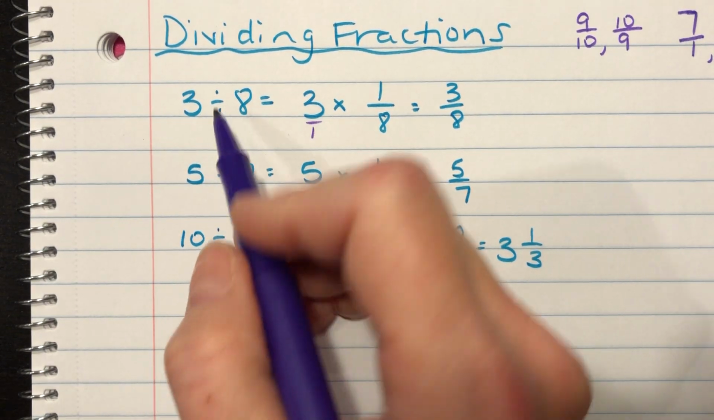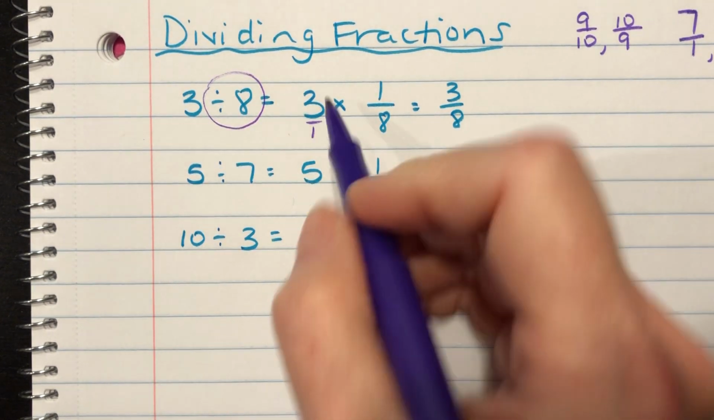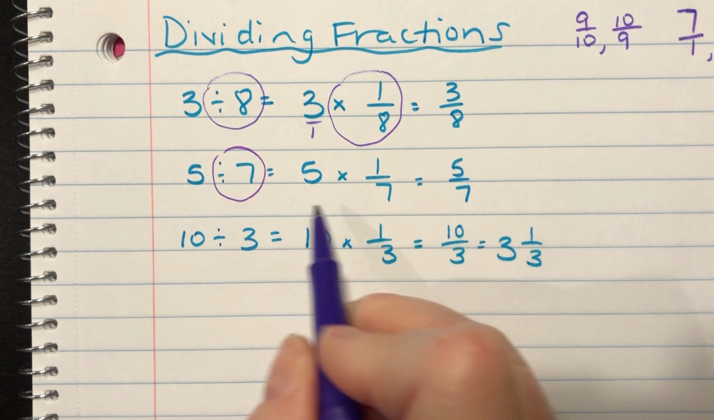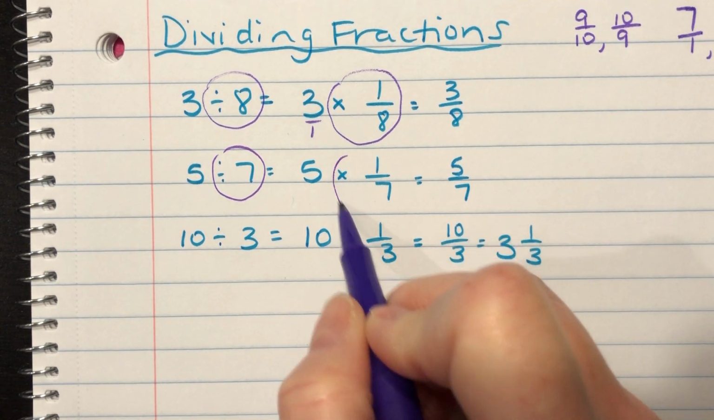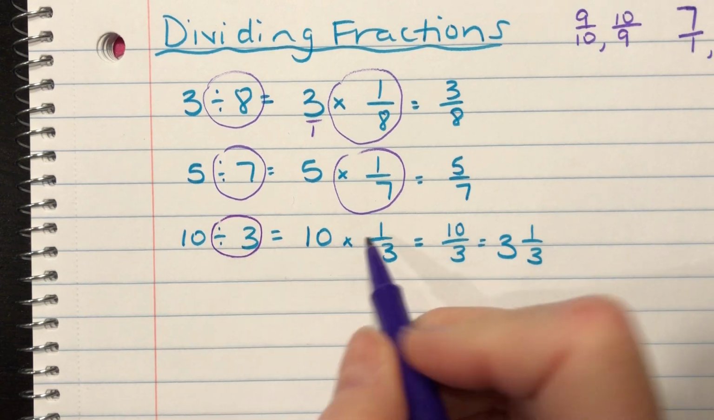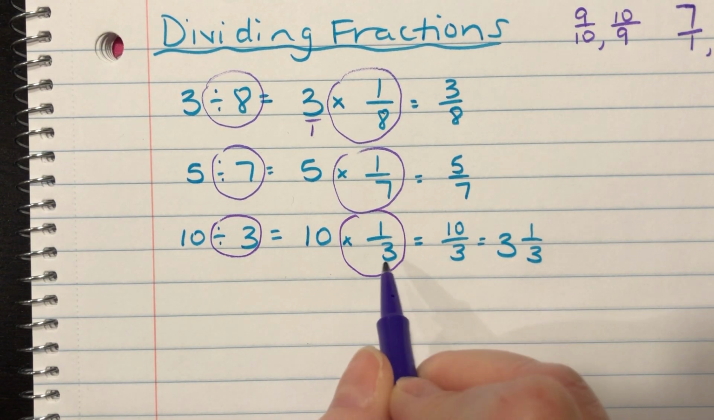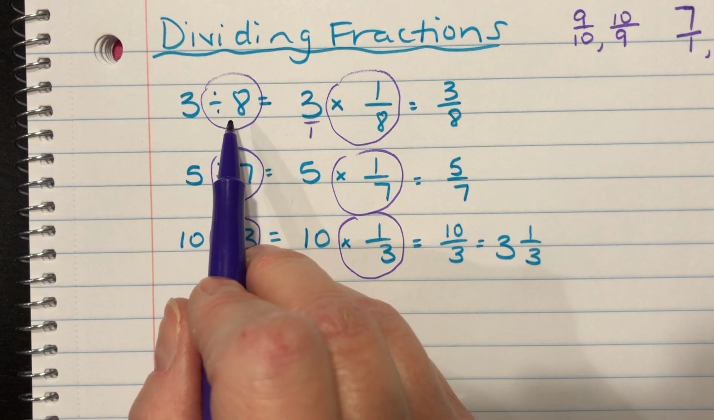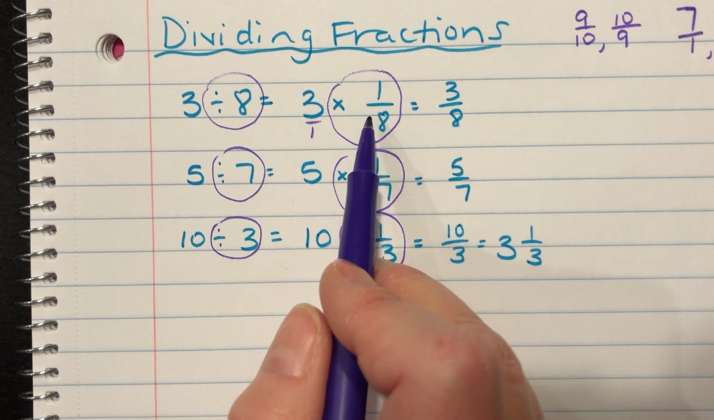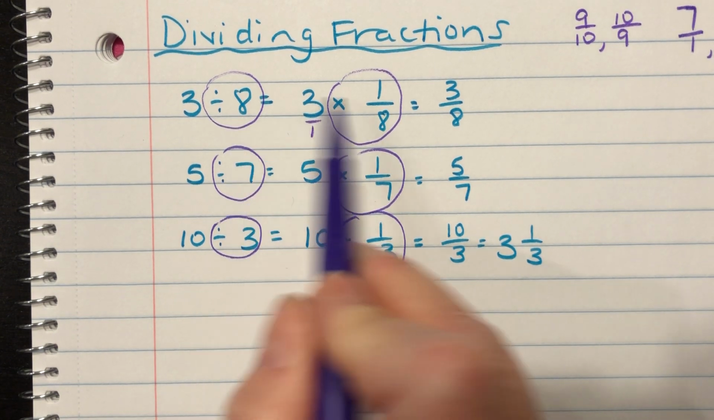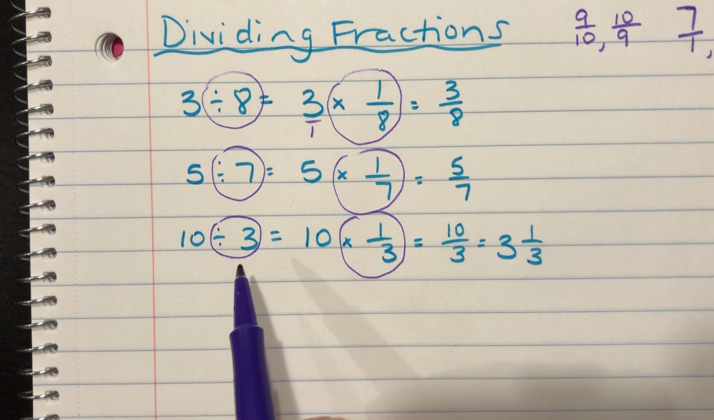Here, instead of dividing by 8, we multiplied by 1/8. And instead of dividing by 7, we use the inverse operation and change this to times 1/7. And instead of dividing by 3, we use the inverse and we multiply by 1/3. What's the relationship between the number that I started off dividing by and switched it to and multiplied by? If you said they are reciprocals of one another, you are correct.